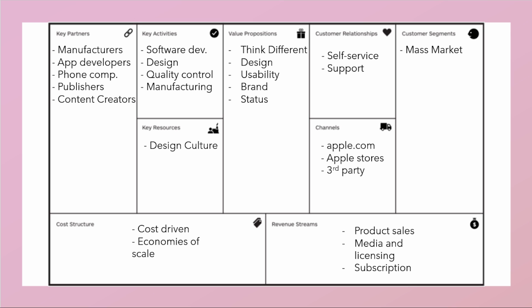The value propositions would be think different, awesome smooth design, usability, and brand and status. The customer relationships would be self-service and knowledgeable sales and customer support. The channels for Apple would be apple.com, Apple stores, and third-party retailers. The customer segments are more like mass market because they kind of go for everyone. The cost structure would be cost-driven and economies of scale. And finally, the revenue streams would be product sales, media and licensing, and subscription revenue.